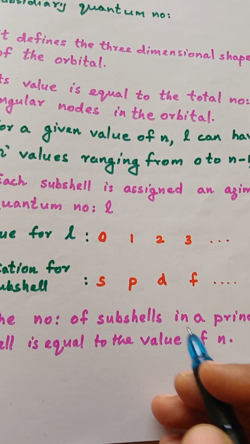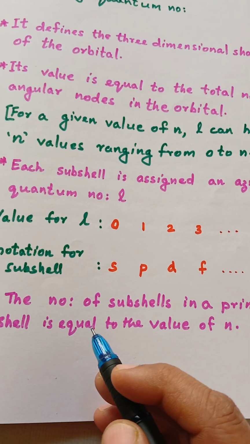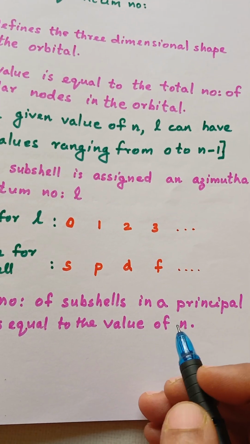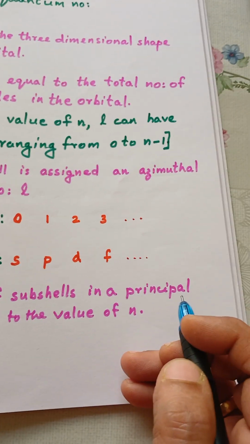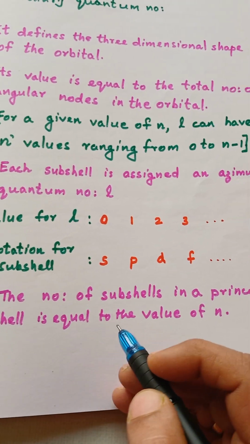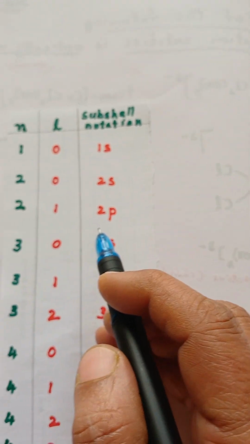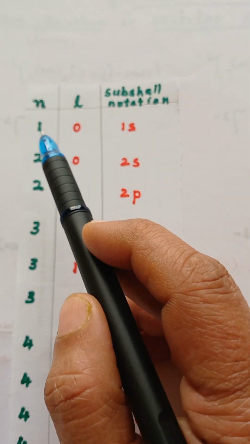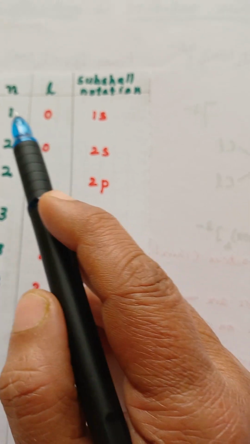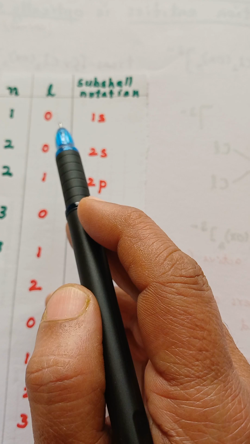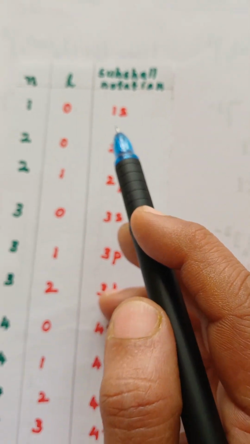The number of subshells in a principal quantum shell is equal to the value of n. We can look at this table and understand that. If n is 1, then L is 0, that is n minus 1, and the name of the subshell will be 1s.